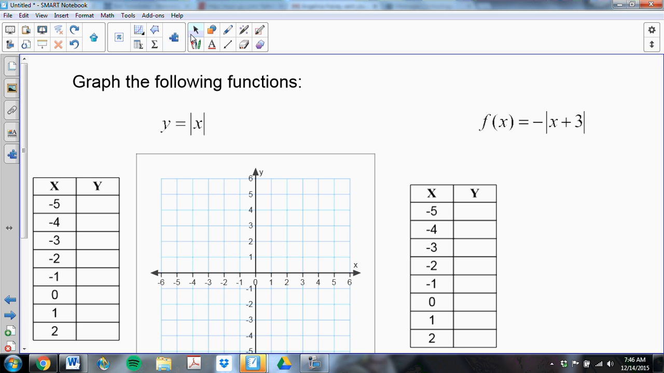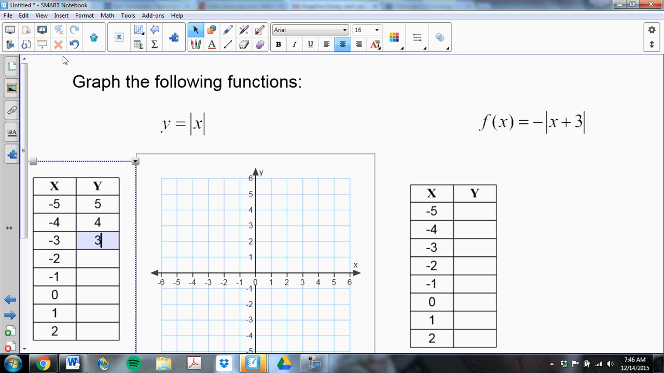I'm going to have a 5 here. And the absolute value of -4 is 4, and 3, and 2, and 1, and 0, and then 1, and 2 again. Now the table that I can work with can only go from -5 to 2. It only has space for 9 spots. But I would also go 3, 4, 5.